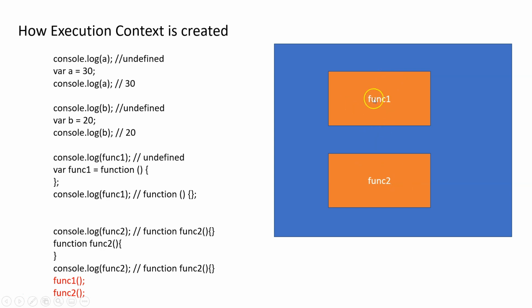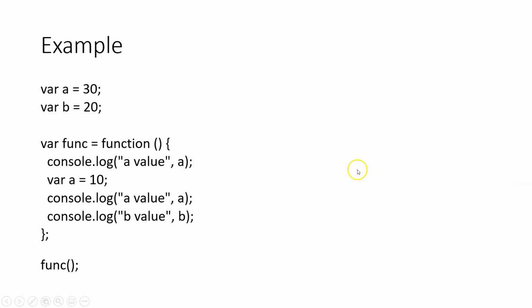Only when you call this will the execution context get created. Then for the content inside func1, it will first go through the creation phase, where it will scan and initialize the variables with undefined, and then it will move to the execution phase where it will execute line by line. Hope you understood. We will try to understand it with an example now.